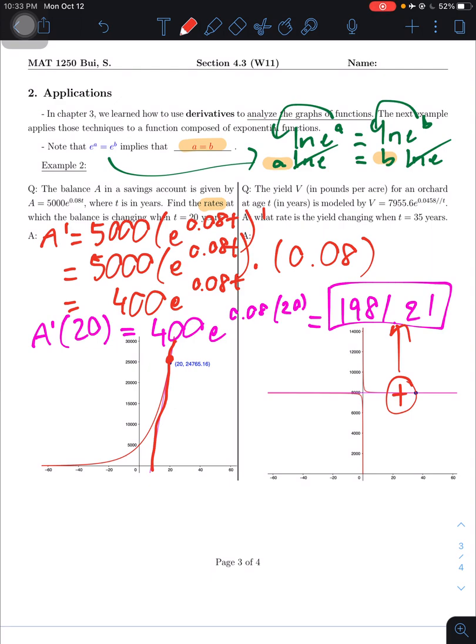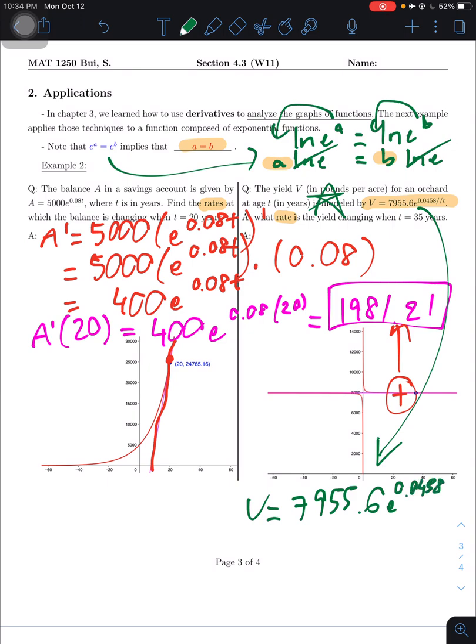Now as for your part, what do we know in here? Let me put a green star in here before I forget it. Of course, because it's a rate, you also have to find the derivative of this function where you have v equals blah blah blah. This one in here is supposed to be just one slash. Let me rewrite the function here properly for you guys: v equals 7955.6 e to the 0.0458 divided by t. So that's just one slash. I don't know why it has two slashes in there, but I will fix it.